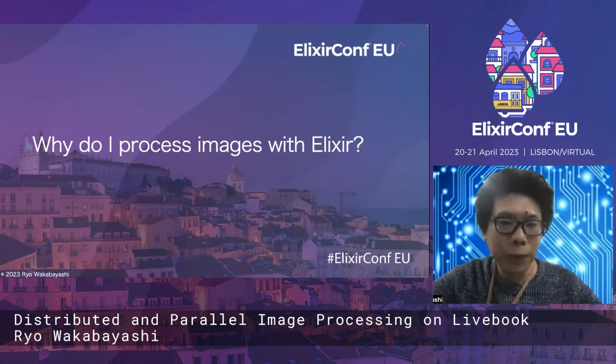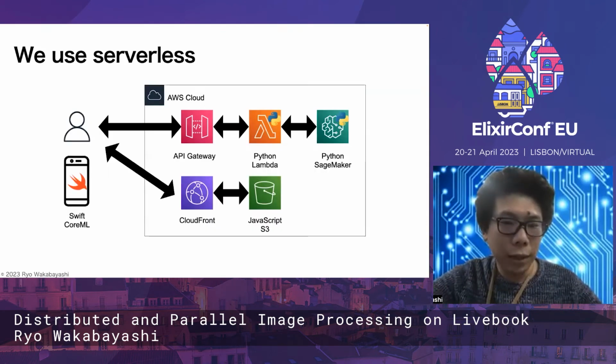Why do I process images with Elixir? We, OpenNet IBS, use serverless architecture on AWS. Serverless is cheaper and easier to maintain. The backend is implemented in Python. The front end is implemented in JavaScript, and the mobile app is implemented in Swift. We had to learn many languages.